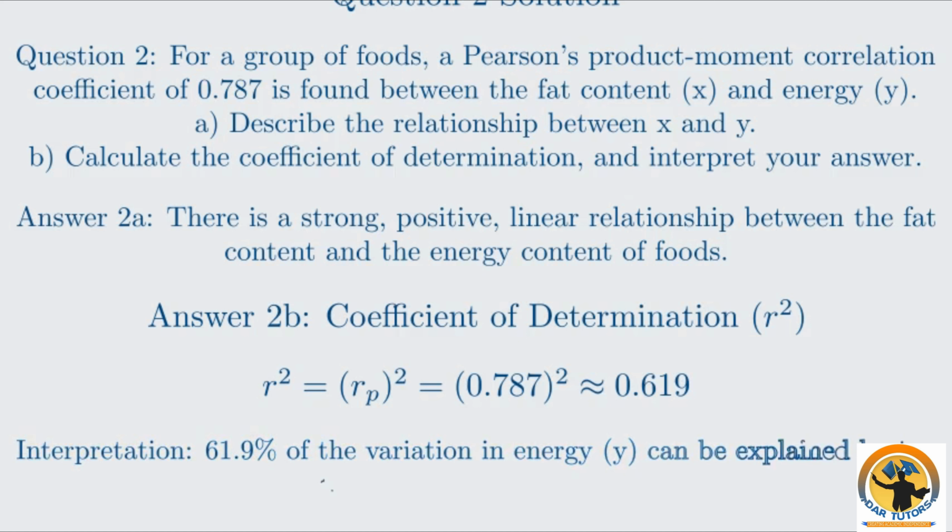This is a substantial proportion, but it also tells us that the remaining 38.1% of the variation in energy is due to other factors not measured, such as protein content or carbohydrate content. Question 3 is a matching question involving scatter diagrams and Spearman's correlation coefficient.